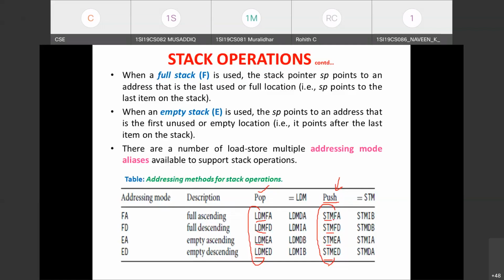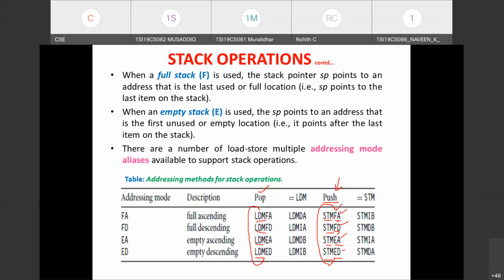So if I write STMFA, that means you have chosen full stack and ascending stack. If you are using FD, it is full stack and descending stack. EA means empty stack and ascending stack. ED means empty descending stack. Based on what addressing mode you have used, it is the type of stack you have chosen. Hope this is clear.